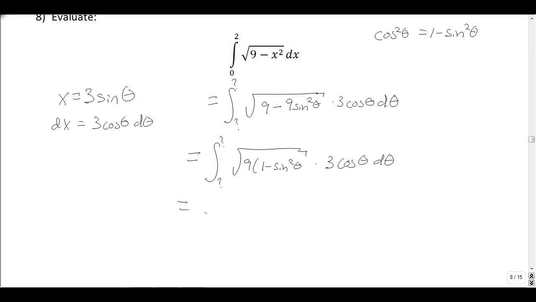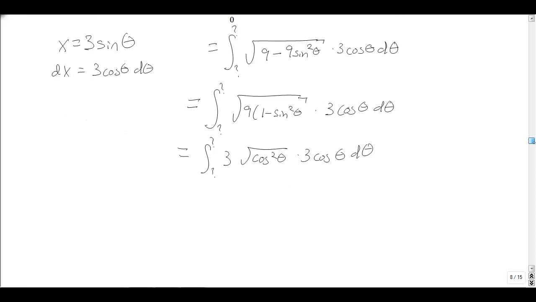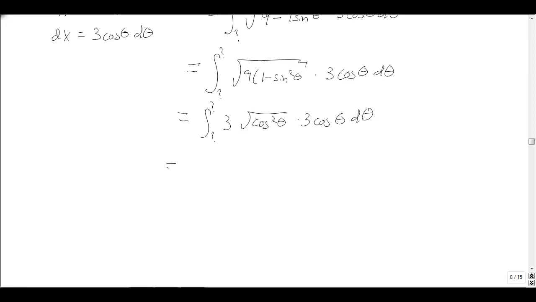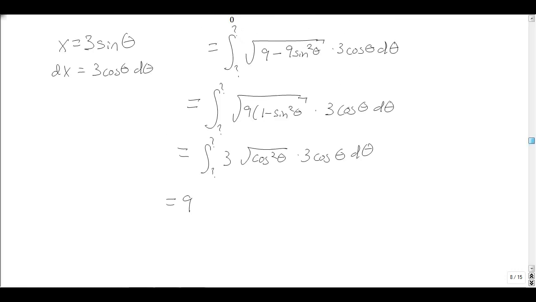So this equals the integral with some bounds. Square root of 9 is 3. Square root of 1 minus sine squared theta is cosine theta, times 3 cos theta d theta. And 3 times 3, so I get 9 times, now square root of cos squared theta, technically it should be the absolute value of cos theta. Typically that's not really a concern.